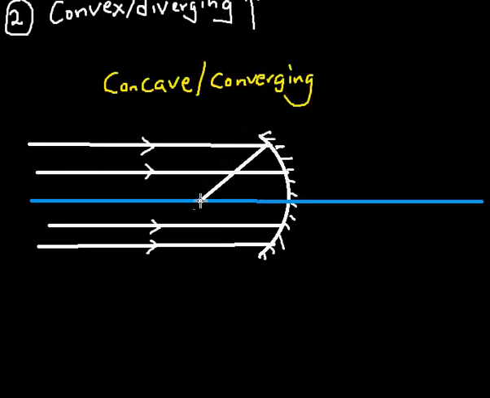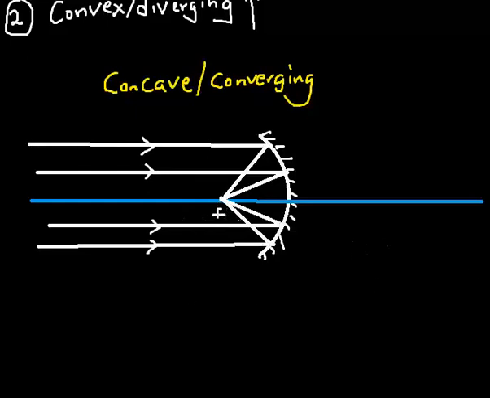But one thing about their reflection is that as they reflect, all of them will converge at a particular point, at a common point, known as the principal focus. So that is why a concave mirror is also known as a converging mirror, because it converges the rays of light at a common point, which of course is the principal focus, F.